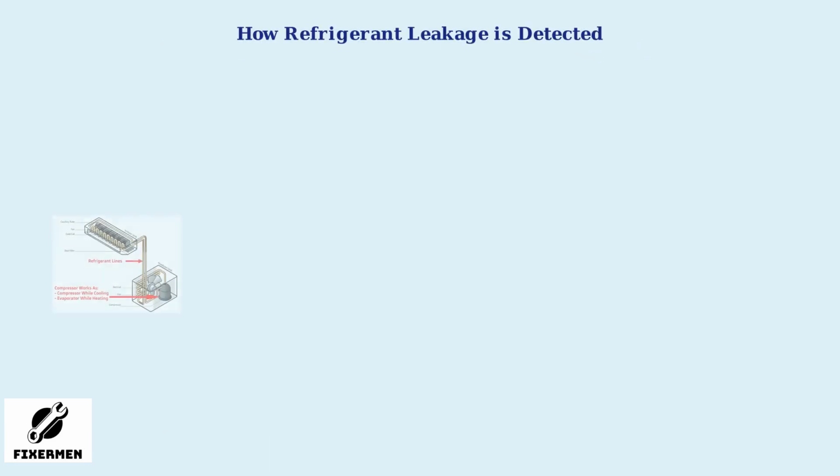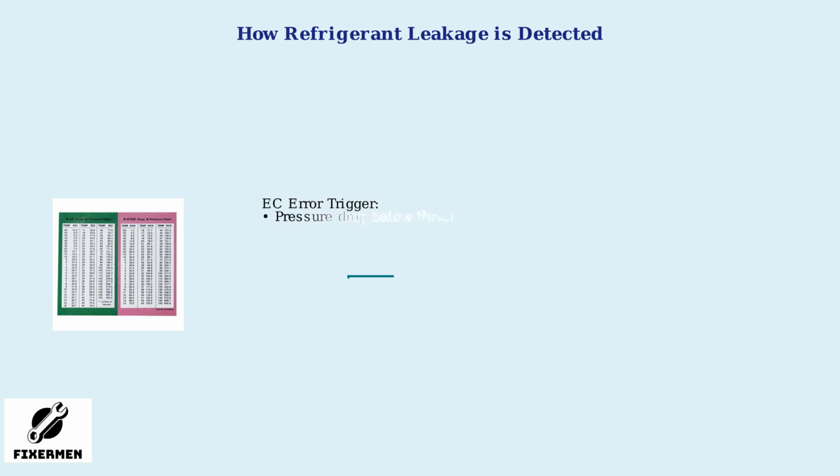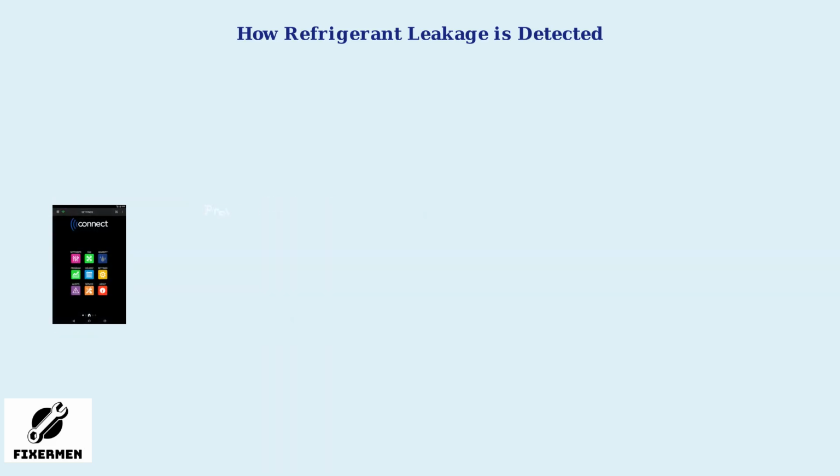Carrier mini splits are equipped with pressure transducers and thermistors that constantly monitor refrigerant pressure and temperature. These sensors work together to detect when refrigerant levels become dangerously low. When the pressure drops below a certain threshold, typically 20 to 30 psi below normal for R410A systems, the EC error is triggered. This drop indicates a likely refrigerant leak, preventing the compressor from running with insufficient refrigerant, which can lead to overheating and costly damage.